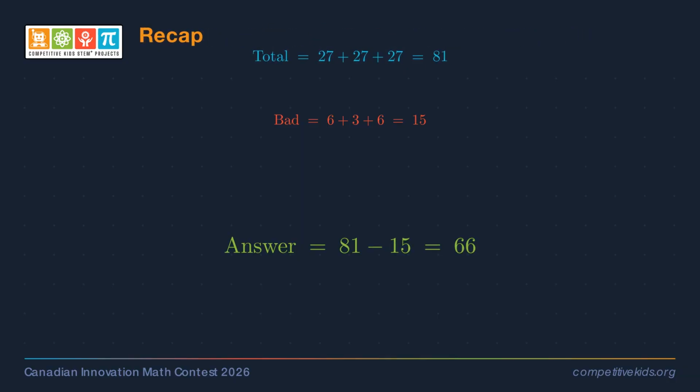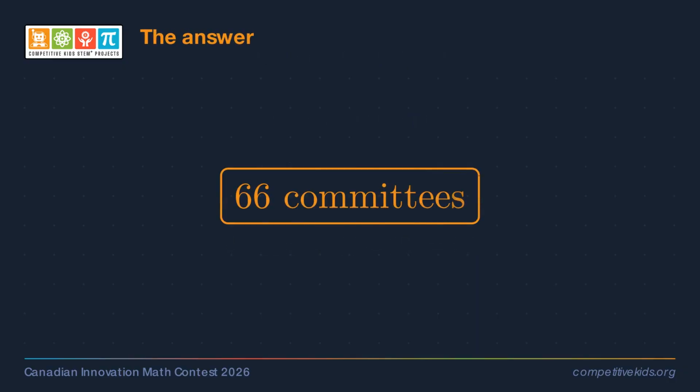2 old tools combined. Combination for each group, plus subtract the bad from L2 of this series. The answer is 66 committees. Let me show you the big idea.